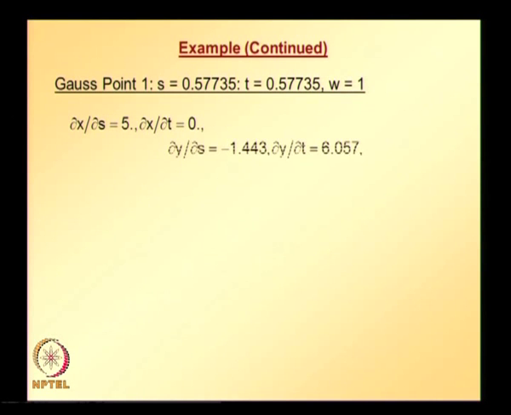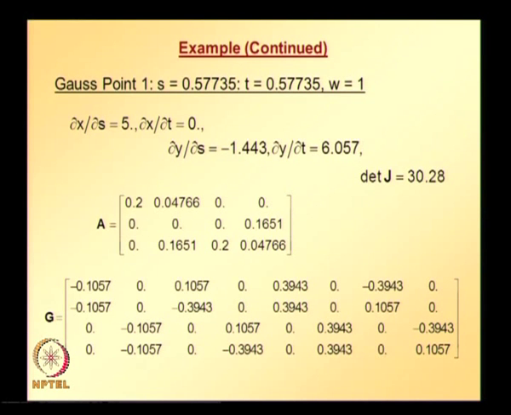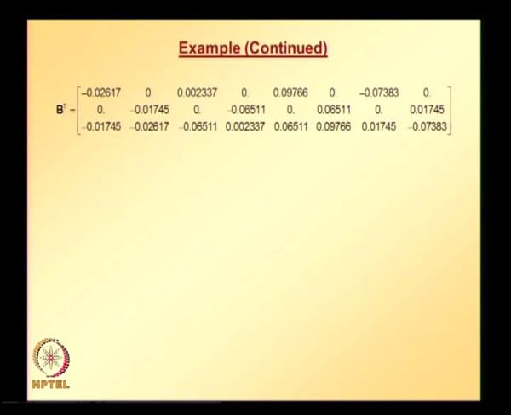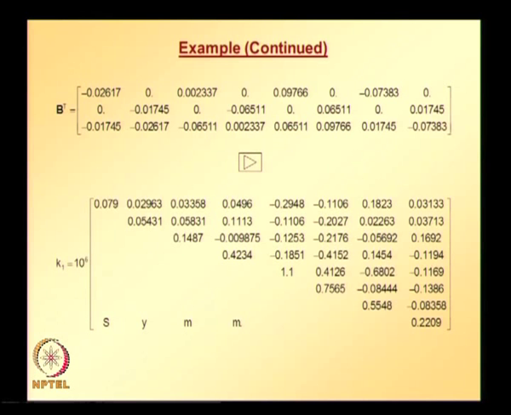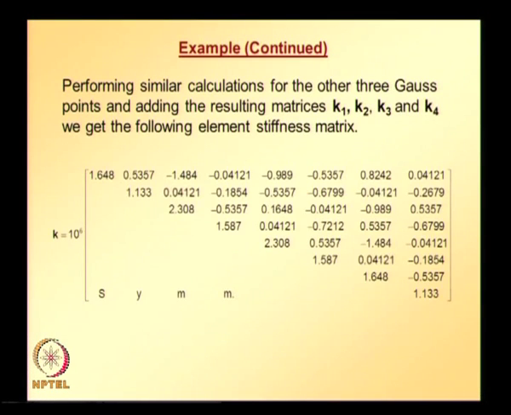We evaluate all the required quantities at this integration point, and finally we can evaluate the strain displacement matrix at this integration point. Once we have that, we can easily evaluate the stiffness matrix at this integration point. Performing similar calculations for the other integration points and adding the resulting matrices, we get the element stiffness matrix.